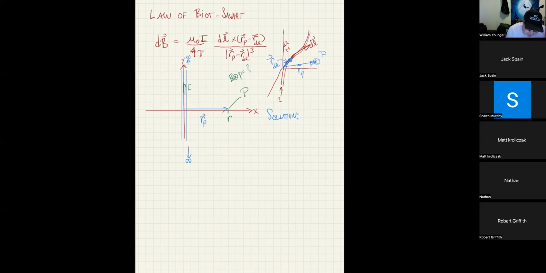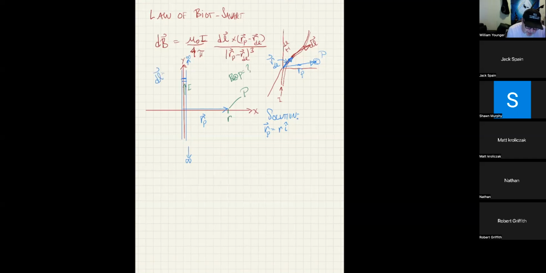And therefore RP, anybody want to guess what RP is? Is it R times what? To make it a vector. I hat. There you go. That's it. Okay. Now, what I'm going to imagine also is there's a little differential element right there, DL.